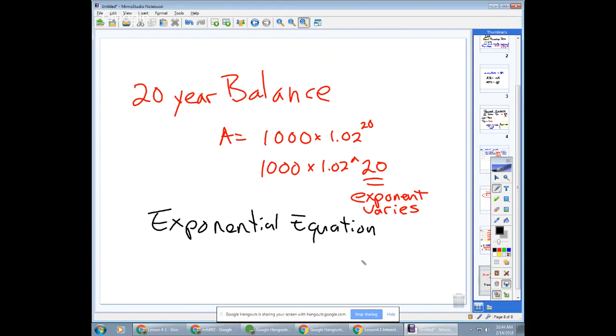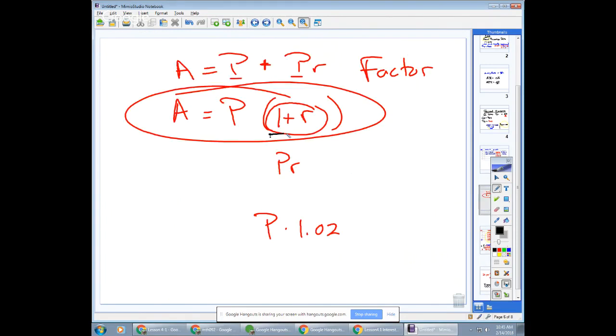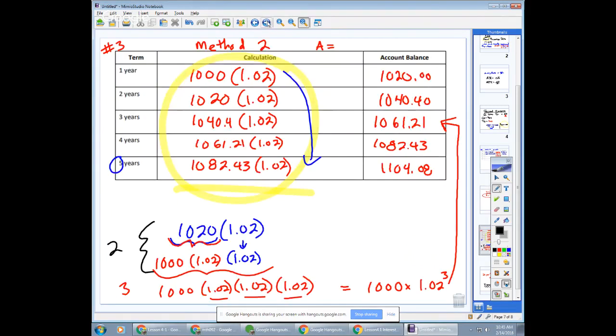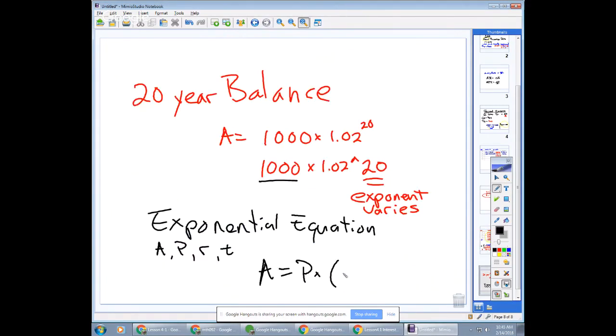So in general, how can I rewrite this using the variables A, P, r, and t? I'll get it started for us. A equals, what comes next? P, yeah, there's my P. What comes next? Not r, but one plus r. So we have to use that increase idea. In parentheses, 1 plus r.